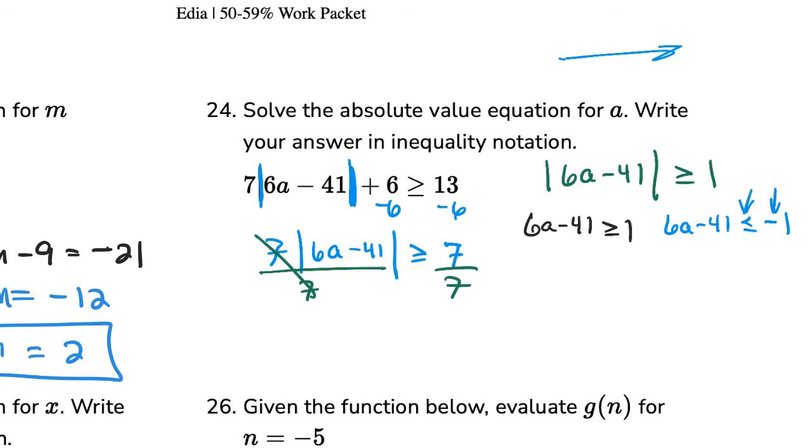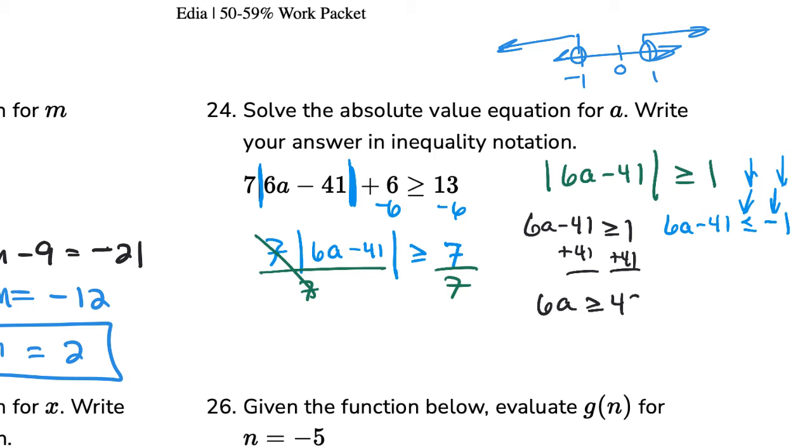Okay, it pushes you greater than 1 unit away from 0 and less than negative 1. That less than negative 1 pushes you more than 1 unit away from 0 as well. Two little equations to solve. Add 41. 6a is greater than or equal to 42. Divide by 6. Add 41. You get 40 over there. Divide by 6, and you get 40 over 6.